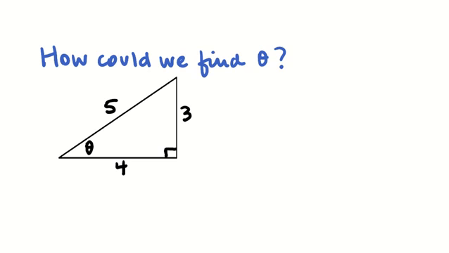We have to know it because we know that sine of theta is 3 over 5, or tangent of theta is 3 over 4. We know the shape of this triangle, so we're just going to have to look up what theta gives us sine of theta equals 3/5, or tangent of theta equals 3/4. And so that's where we're going to use inverse trig.